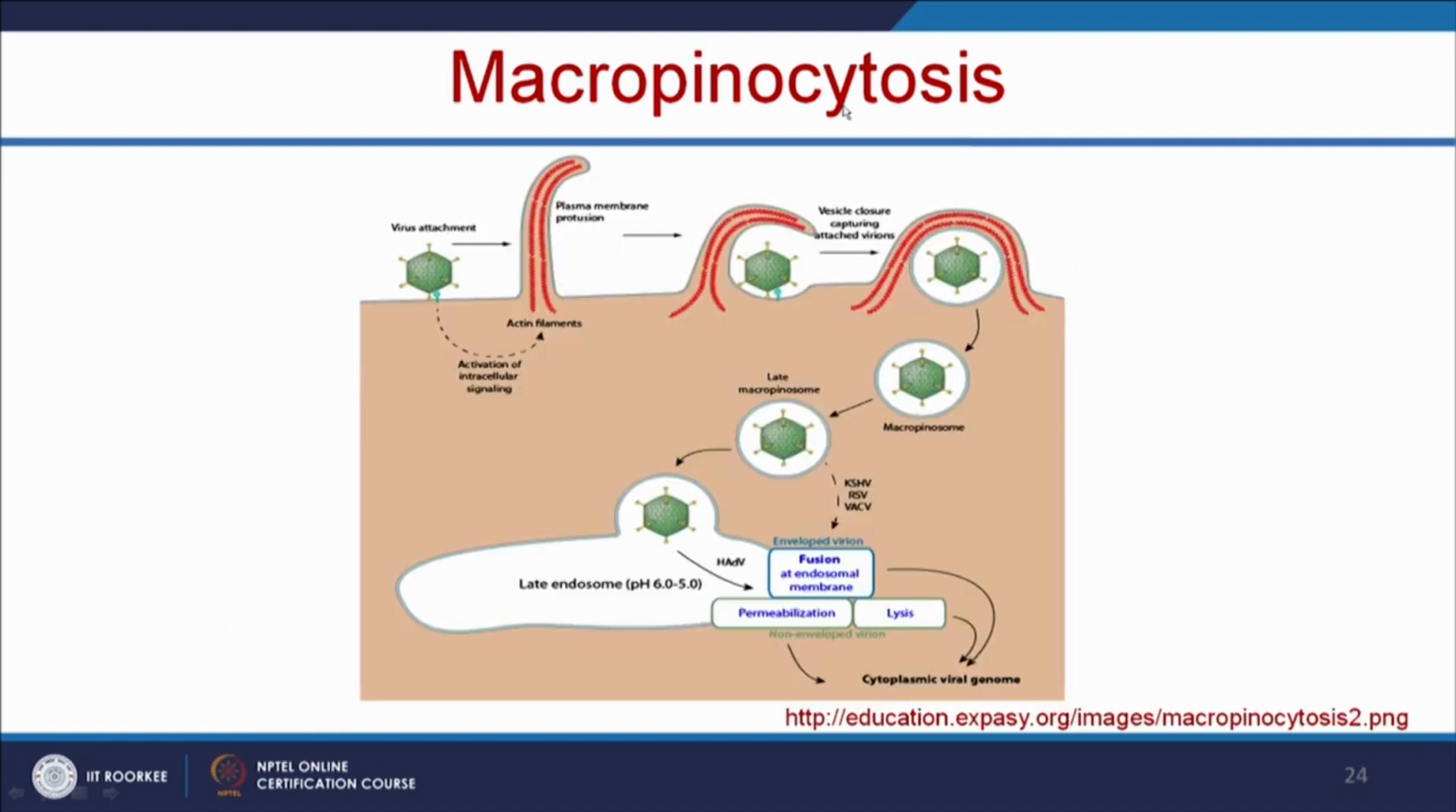So let us see macropinocytosis in detail. Once the virus or your nanoparticles come and attach to the cell, it will activate intracellular signaling, which leads to the production of actin filaments.